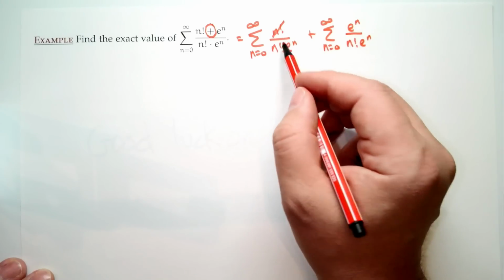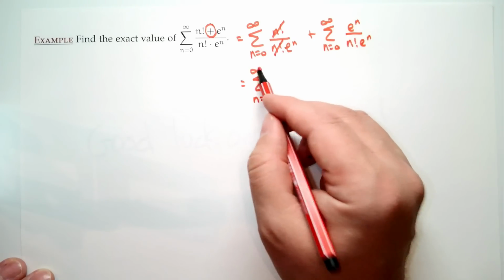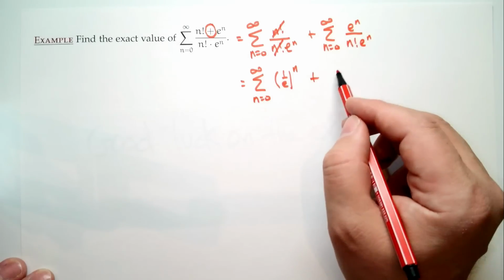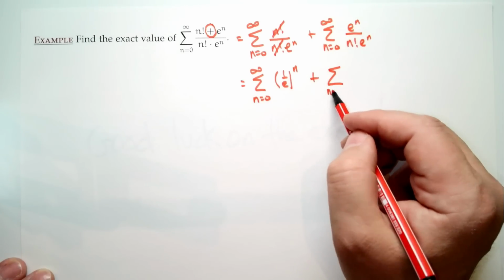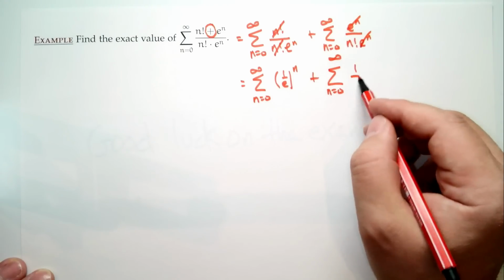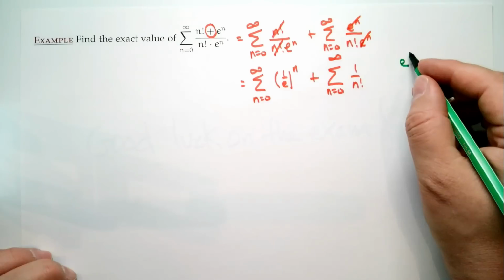Now in the first sum, the n factorials cancel. So this is the summation n equals 0 to infinity of 1 over e to the n. Now that's good. That's geometric. We can handle that. In the second sum, n equals 0 to infinity, the e to the n's cancel. So it's 1 over n factorial. Now that's a little different because that's not geometric. Now comes the time when you're like, well, wait a second, 1 over n factorial reminds us of things. And the e is another hint.